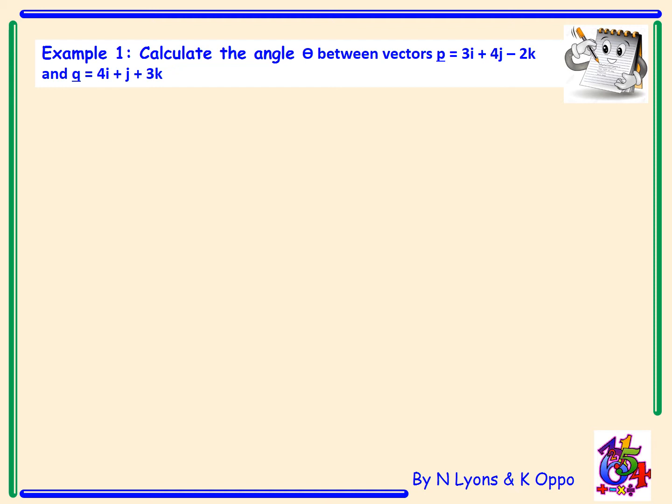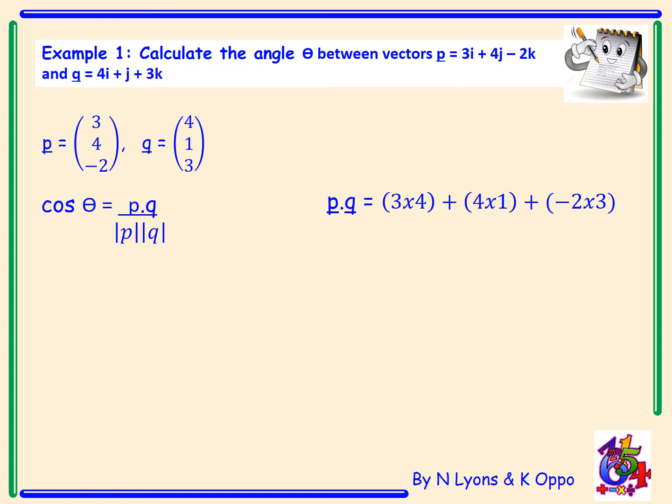Example 1. Calculate the angle theta between the vectors P and Q. First of all, we're going to write the vectors and their components. So P has components 3, 4, negative 2, and Q has components 4, 1, and 3. Now the first step is writing our rule out in relation to the question. Therefore, cos theta is equal to P dot Q divided by the magnitude of P multiplied by the magnitude of Q. If we don't write out this formula in relation to the question in the exam, you will lose a mark.